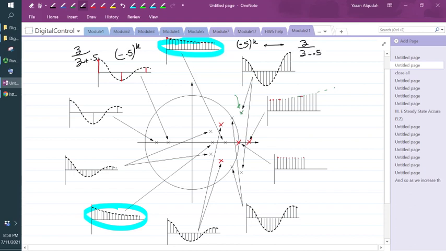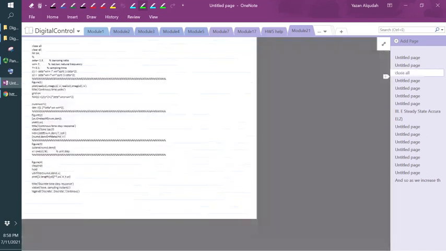Now, of particular interest here are these two poles that we have here. These two poles have a real part and an imaginary part. We're going to be looking at these more closely in the example that we're going to look at. In this example, I'm going to be running MATLAB code. This is the MATLAB code.